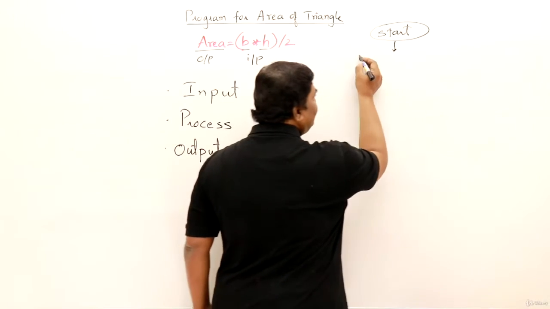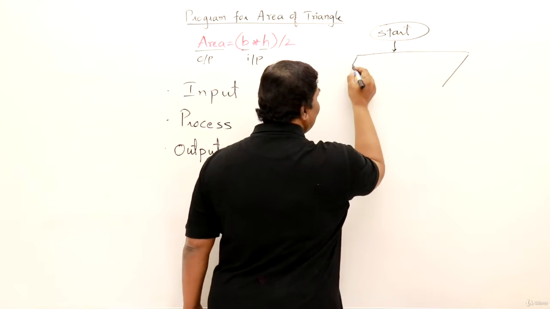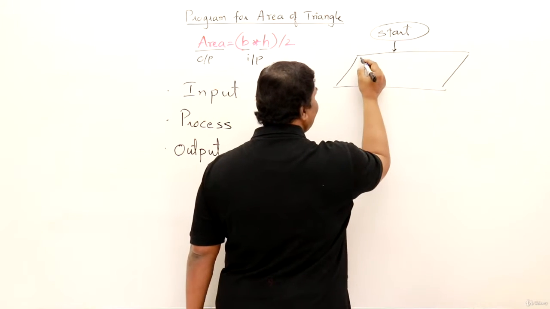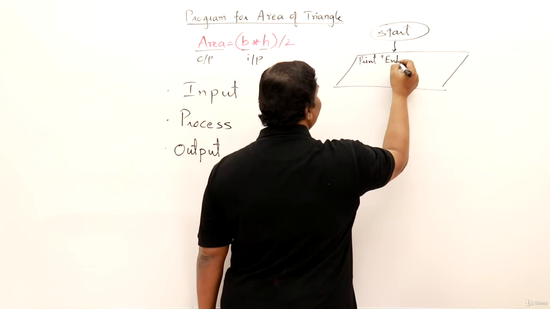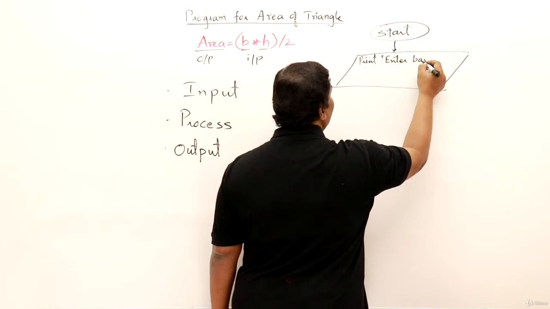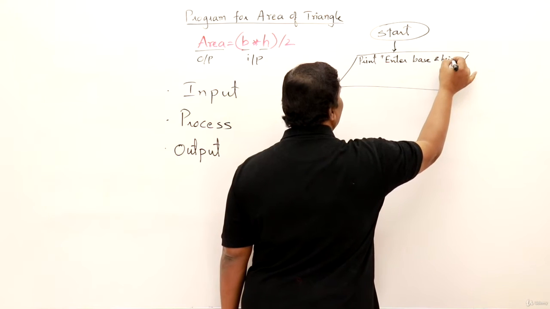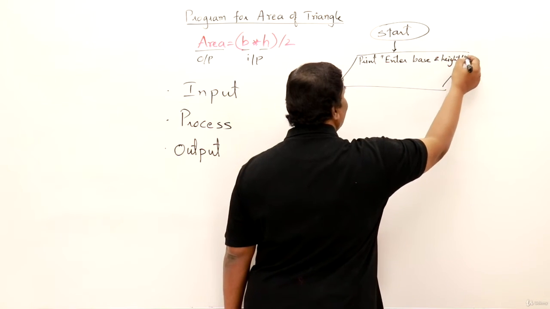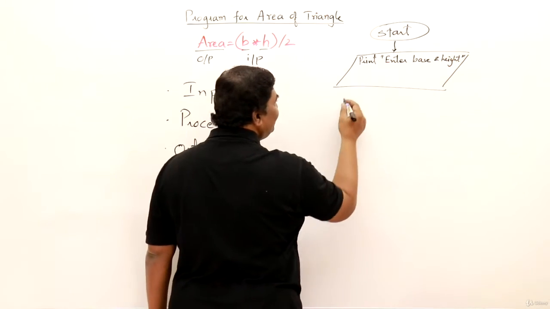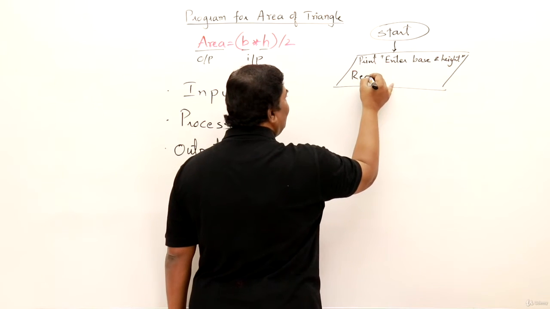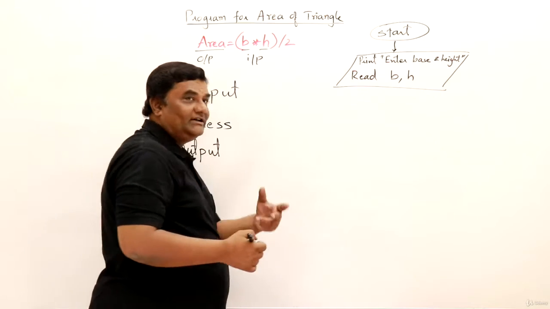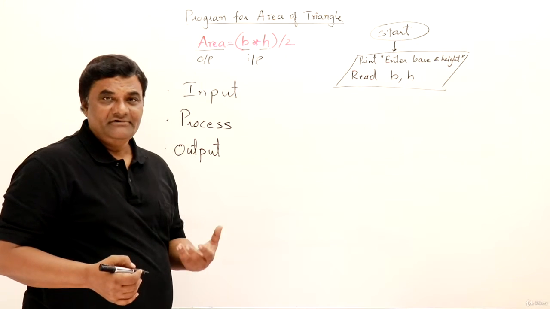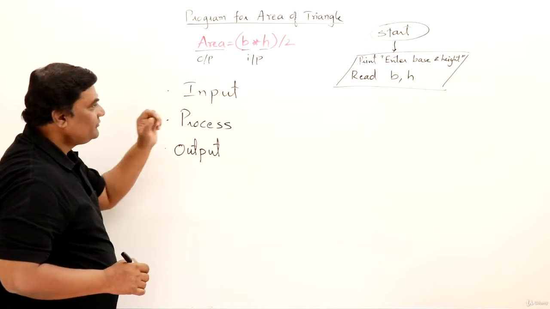That can be written using a parallelogram, the input and output box. Here I will write a message, print: enter base and height. This is the message. It is just like I am asking you to please give me base and height. Then when you give me, I will take them in variables, that is B and H. Whatever two values you give, I will read them. So this is input. Input is over.